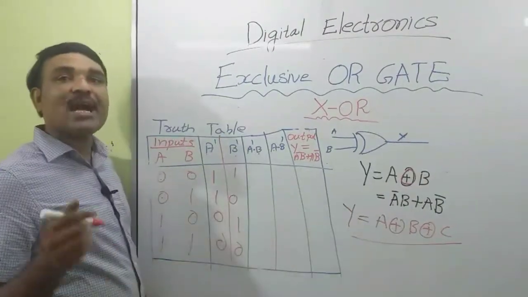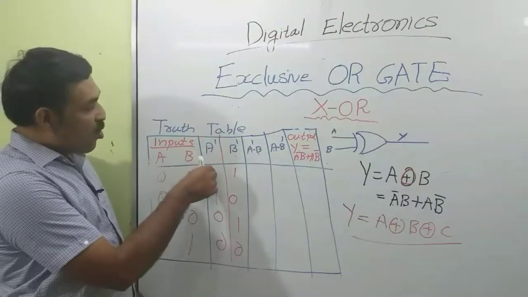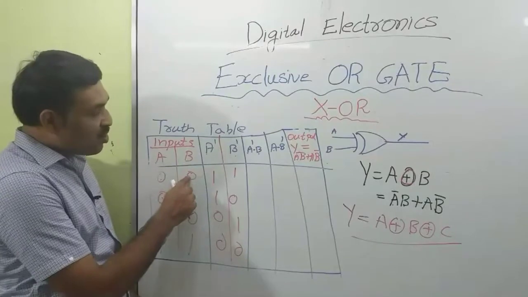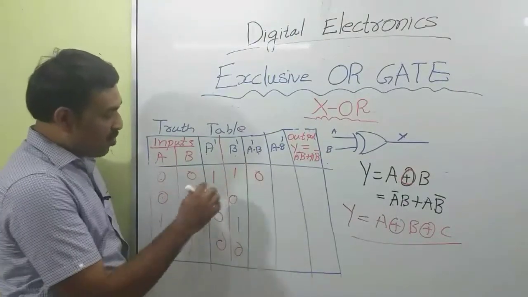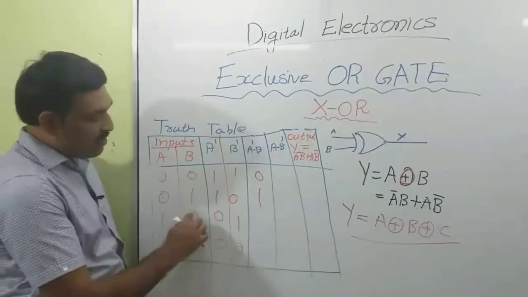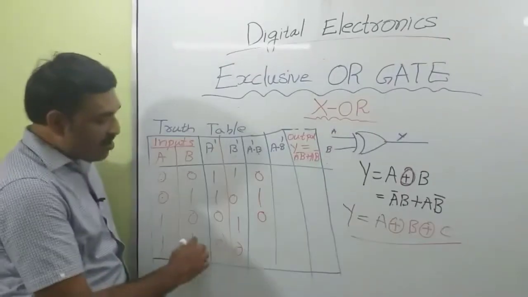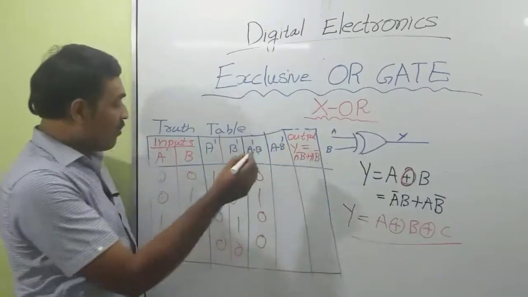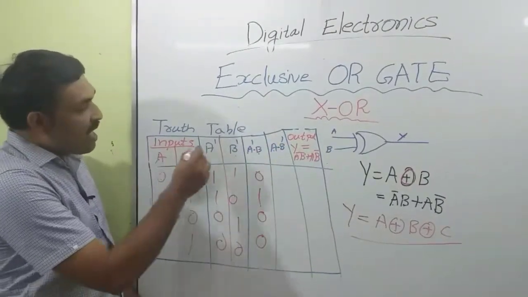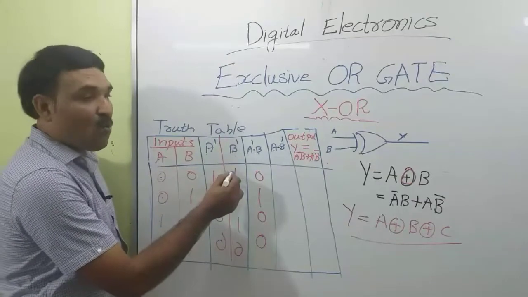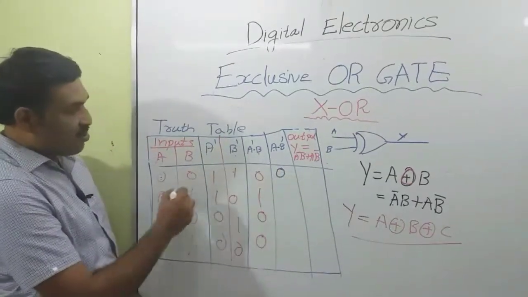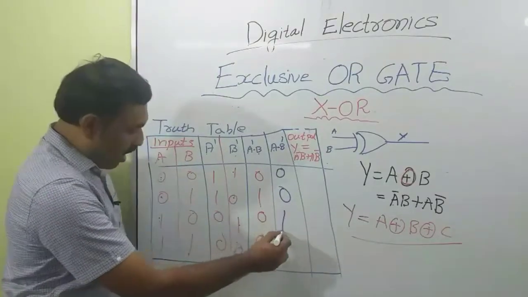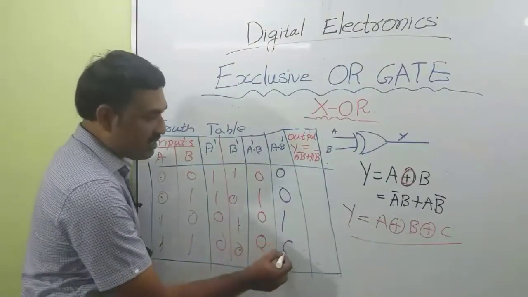Now we can find A complement B, that is the intersection of these two columns. So 0 dot 1, 0. 1 dot 1, 1. 0 dot 0, 0. 1 dot 0, 0. Okay. Now this column A dot B complement. So this column and this column: 0 dot 1, that is 0, 0 dot 0, 0, 1 dot 1, that is 1, 1 dot 0, 0.